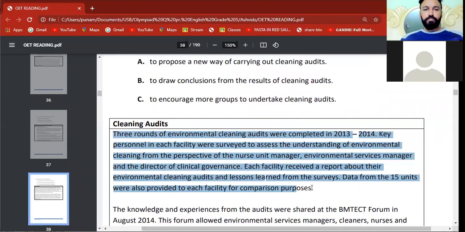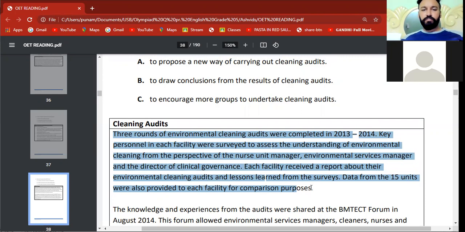Three rounds of environmental cleaning audits were completed in 2013-2014. Key personnel in each facility were surveyed to assess the understanding of environmental cleaning from the perspective of the nurse unit manager, environmental service manager, and the director of clinical governance. Each facility received a report. Okay, it is not helping us with the answer at all. So let's read it further.